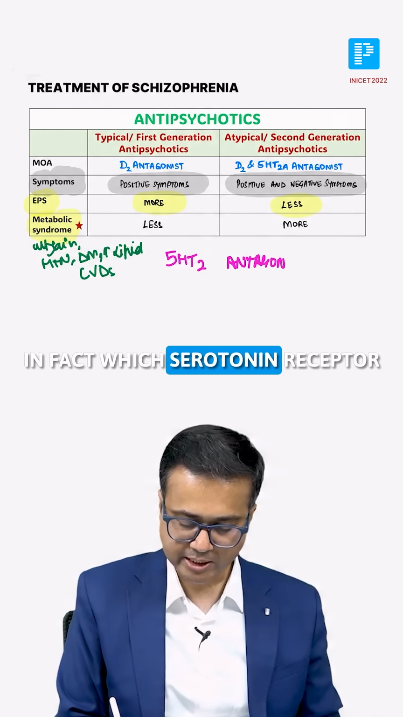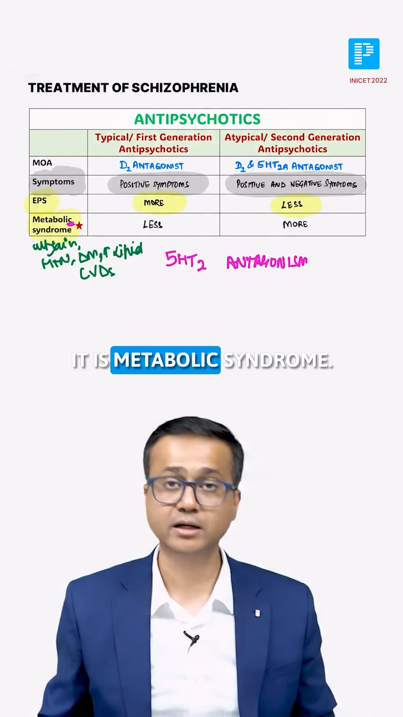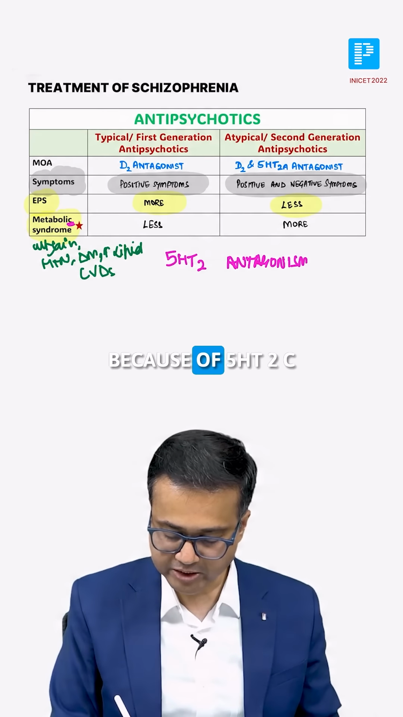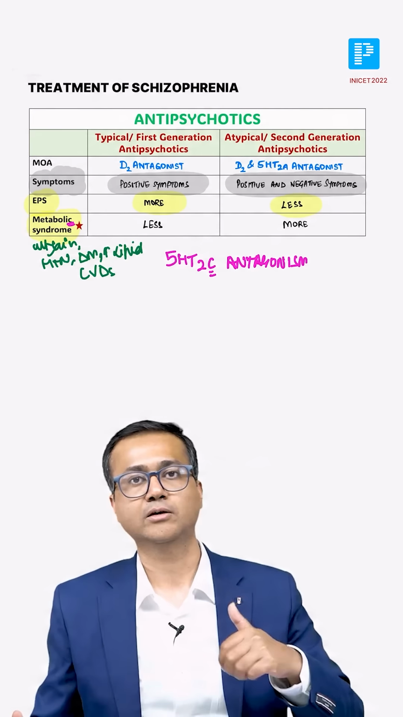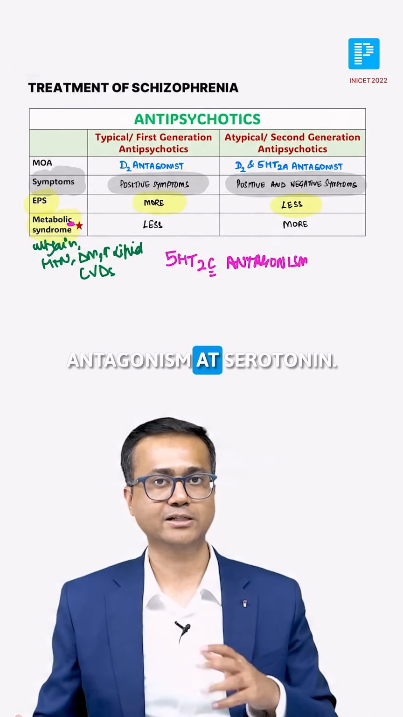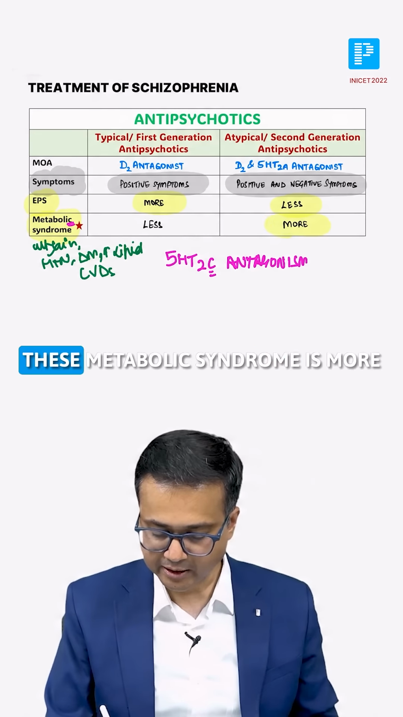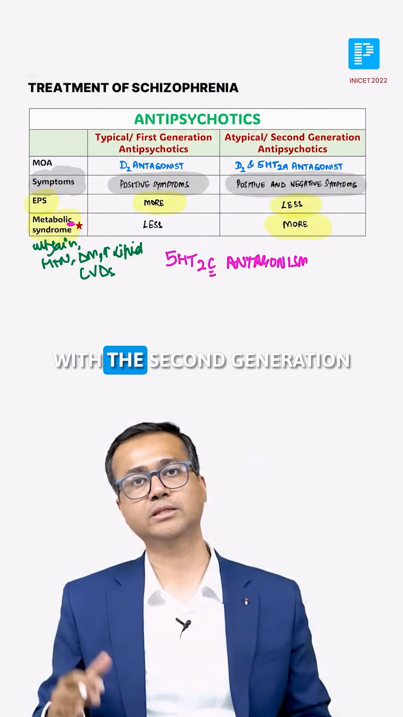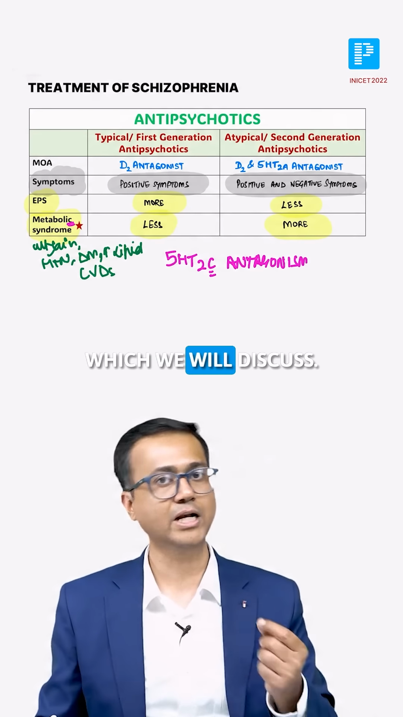In fact, which serotonin receptor is affected here? Remember, it is metabolic syndrome. So remember, because of 5-HT2C antagonism. Again, how to remember? You can see which drugs have antagonism at serotonin. So it is the second generation. So remember, usually we see that this metabolic syndrome is more with the second generation as compared to the first generation. But of course, there are some exceptions which we will discuss.